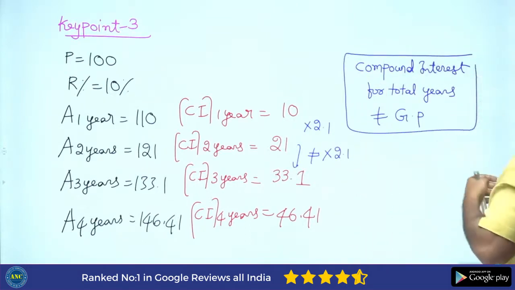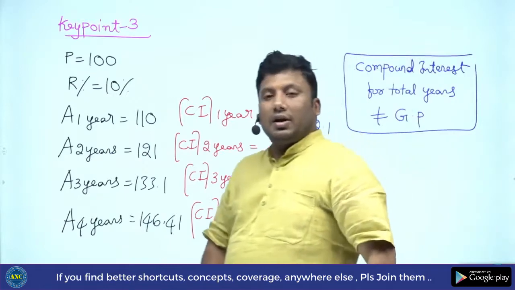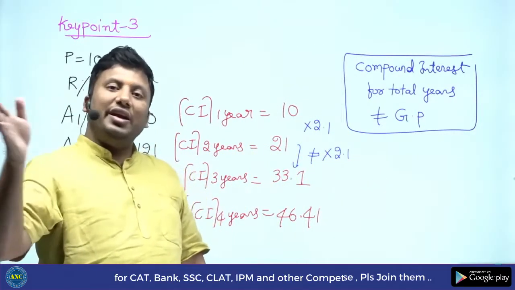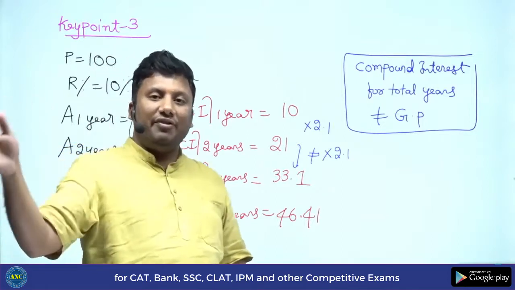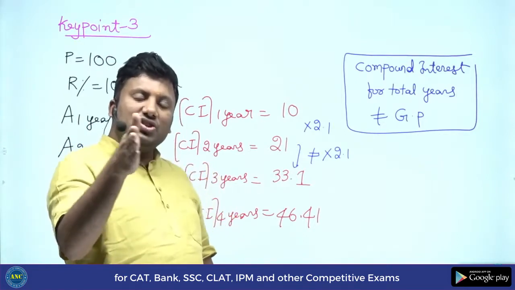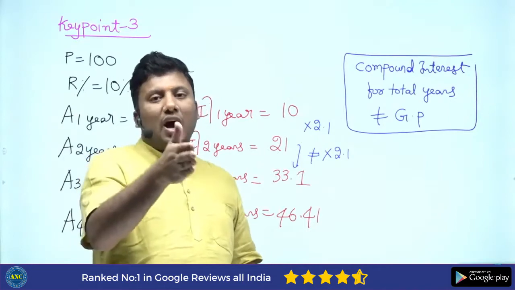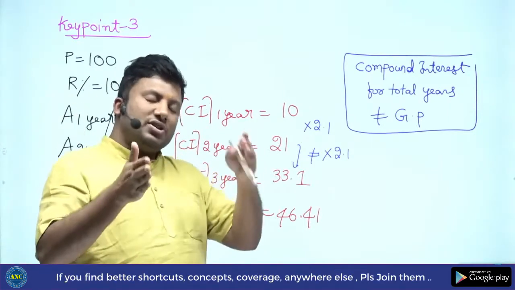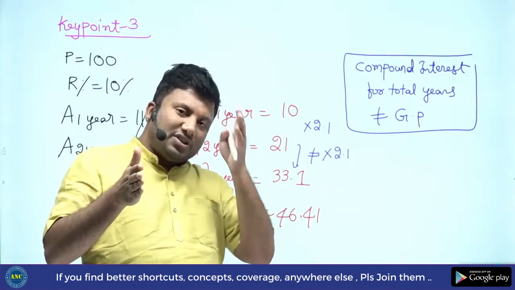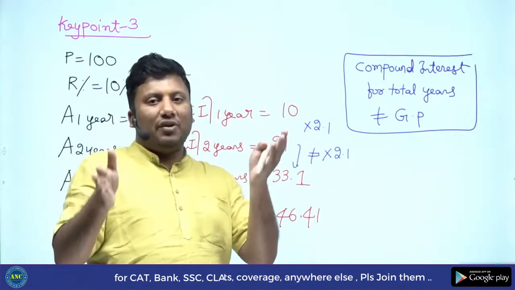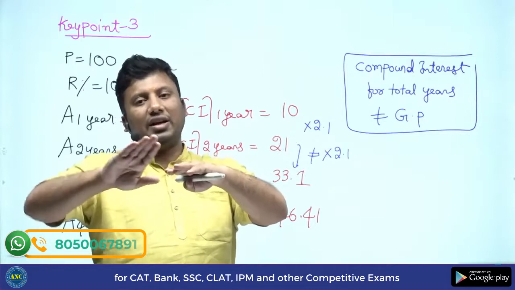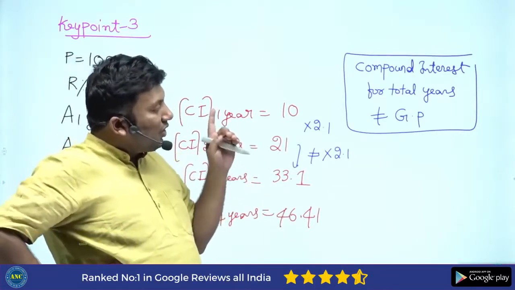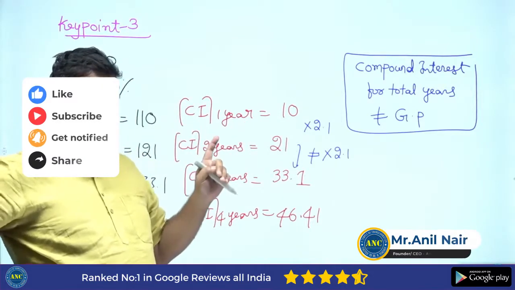If the years have a common difference, A1, A2, A3, A4, or A1, A3, A5. C1, C2, C3, C4 are compound interest at the end of first year, second year, third year, fourth year. Suppose if I want compound interest for first year, it is given. For the third year, I multiply the scaling factor for each next year. Compound interest for total years is not in geometric progression.